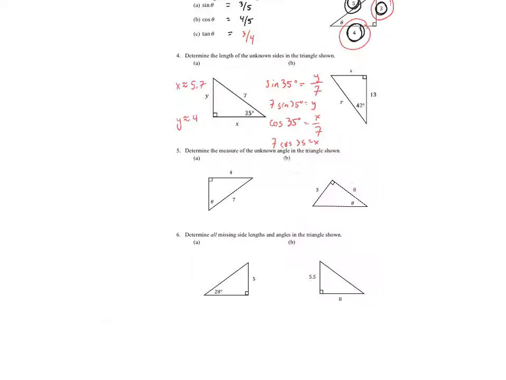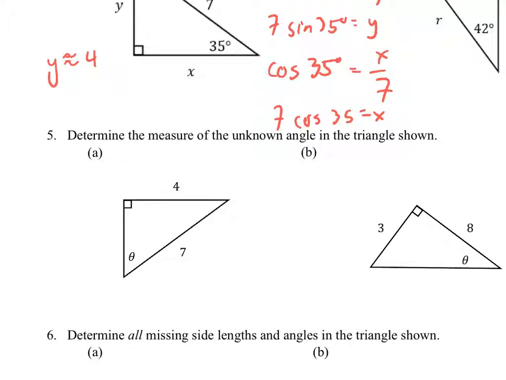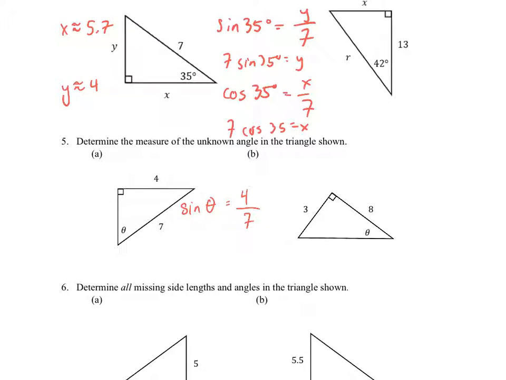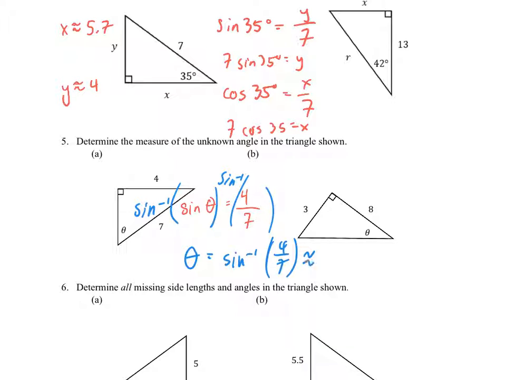So for this one I've got sine of theta equals opposite over hypotenuse. And if I want to get theta by itself, I take what's called the sine inverse of both sides of the equation. The sine inverse of the sine of theta, what's theta? It's the idea that the function cancels. So we get theta equals the sine inverse of 4/7, which is again approximately 34.8 degrees.